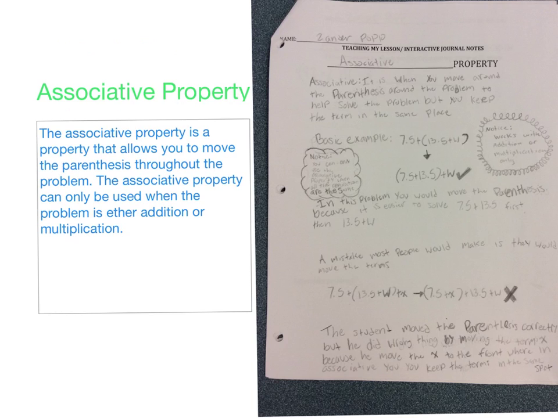Associative property. The associative property is a property that allows you to move the parentheses throughout the problem. It can only be used when the problem is either addition or multiplication. If you look at my notes, it says you can only use the associative property when the operations are all the same. Also, you cannot move the terms throughout the problem.